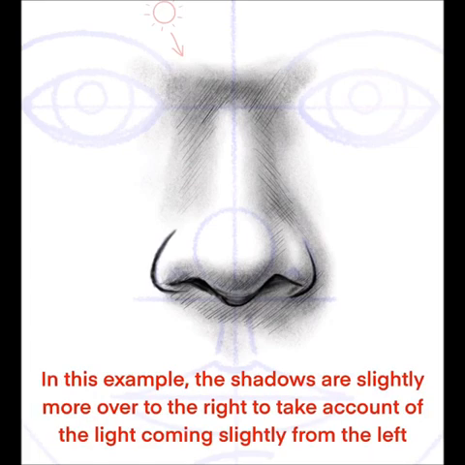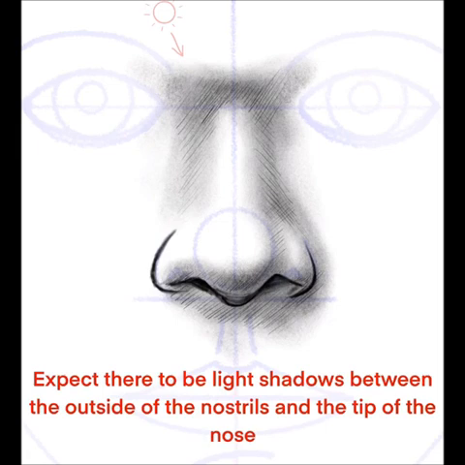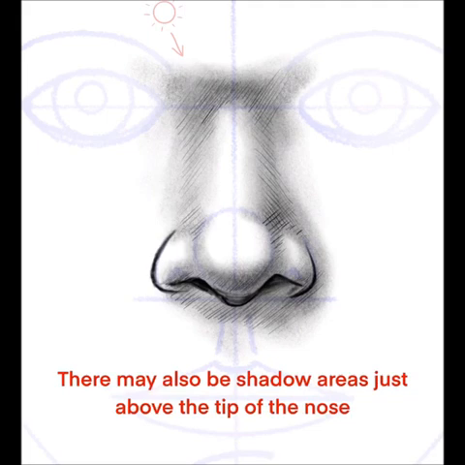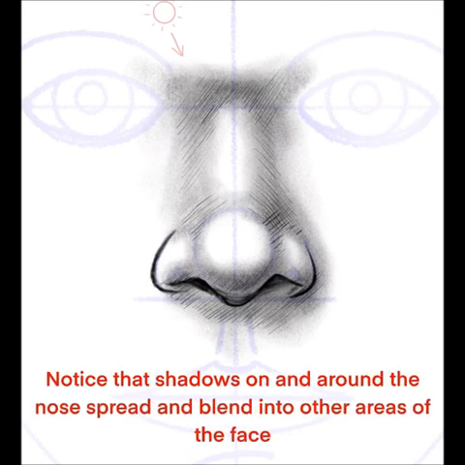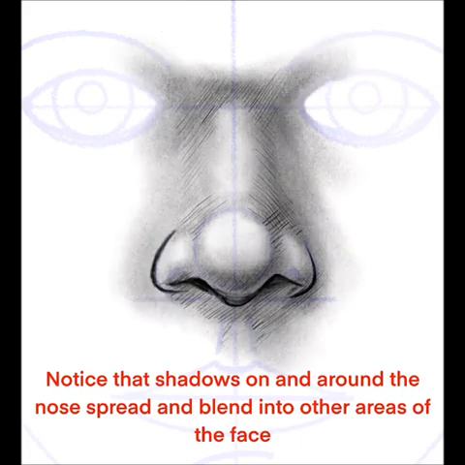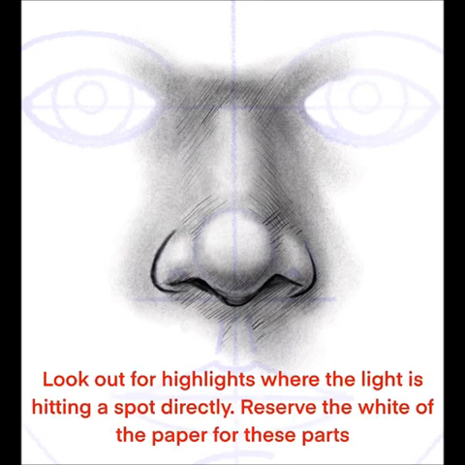In this example, the shadows are slightly more over to the right to take account of the light coming slightly from the left. Expect there to be light shadows between the outside of the nostrils and the tip of the nose. There may also be shadow areas just above the tip of the nose. Notice that shadows on and around the nose spread and blend into other areas of the face. Look out for highlights where the light is hitting a spot directly. Reserve the white of the paper for these parts.